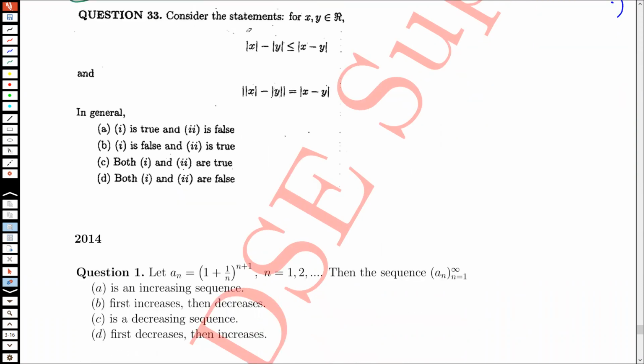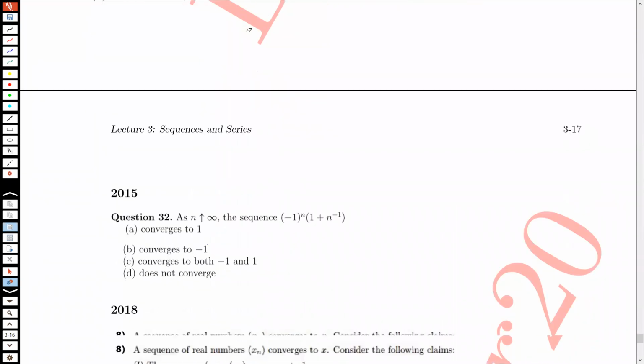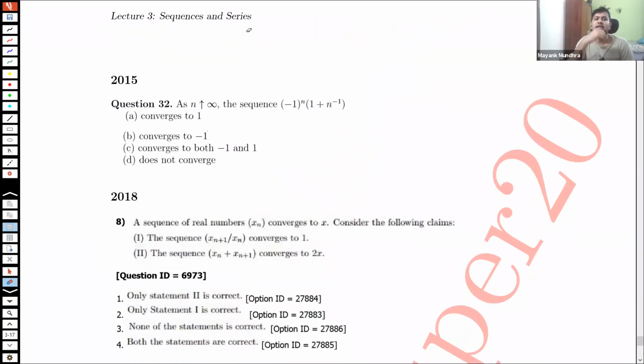Okay, sir. So question number 32 of 2015. As n goes to infinity, the sequence, again, same question. This is 1 plus 1 by n. Right, so absolutely the same question. Instead of writing 1 by n, they have written n to the power minus 1. So it does not matter.